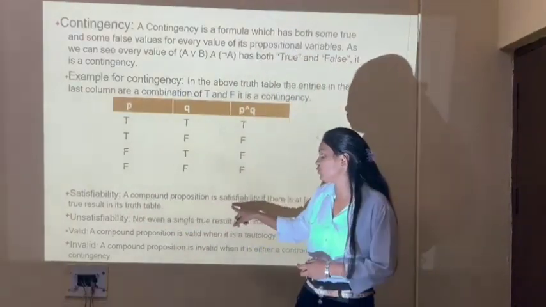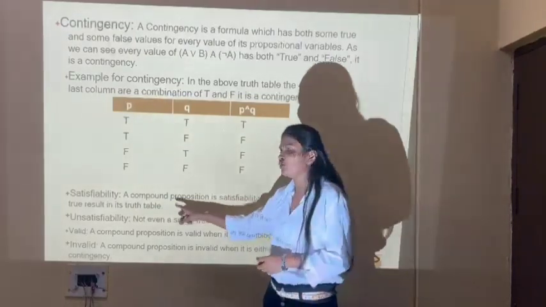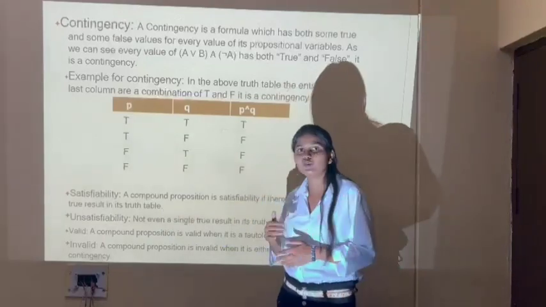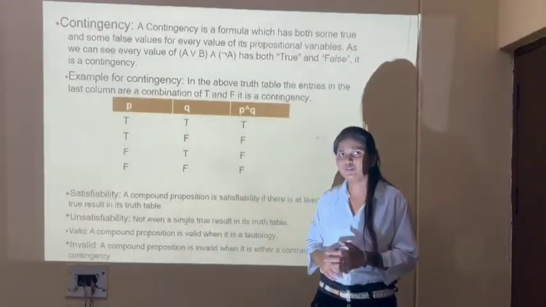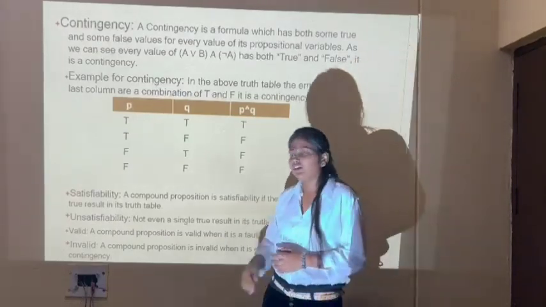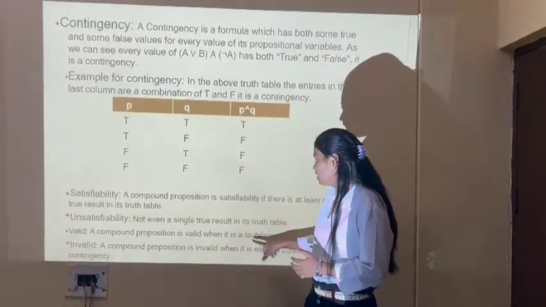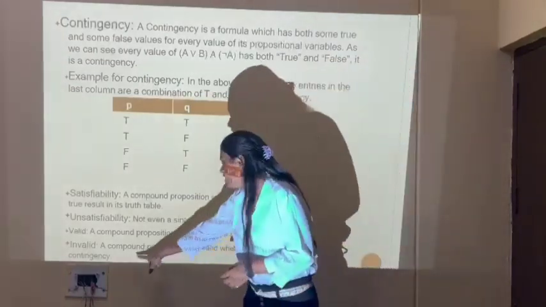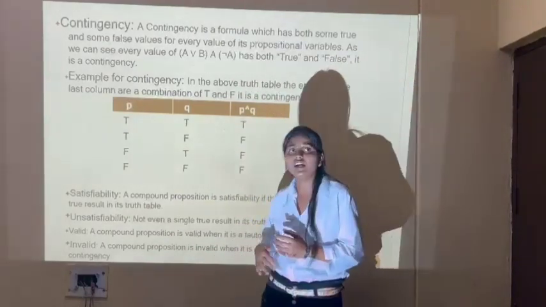Satisfiability: a compound proposition is satisfiable if there is at least one true result in its truth table. Unsatisfiability: not even a single true result in its truth table. Valid: a compound proposition is valid if it is a tautology. A compound proposition is invalid when it is either a contradiction or a contingency.